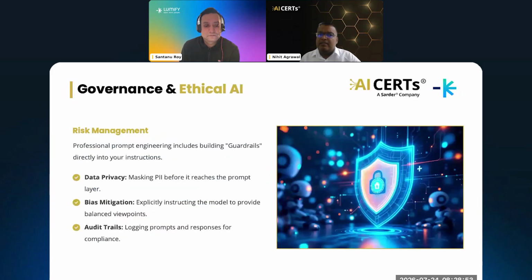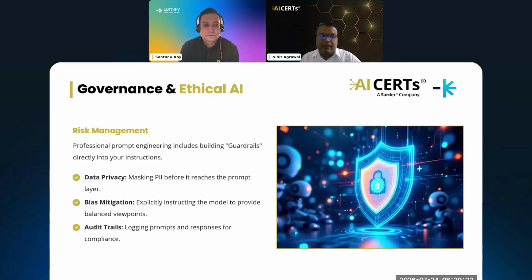Now let's take the conversation one step further and focus on governance and ethics. So here the first area of focus is data privacy. Organizations are handling sensitive information, and we need to ensure that before it reaches the AI system, we remove the PII. By protecting personal information, we reduce privacy risk and support compliance.